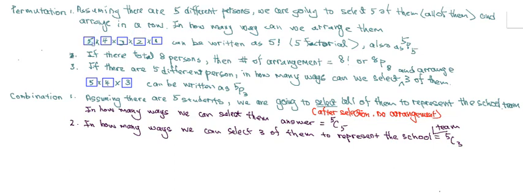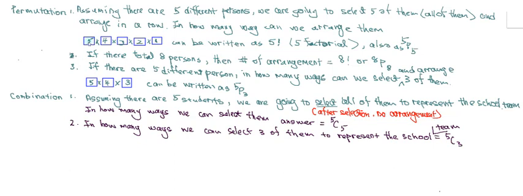Now, after that, you're going to fill the second position on the left. By now, you have only 4 different persons left, since one of them has been put in the first position on the left. So there are 4 choices. With the same argument, that's how you get 5, 4, 3, 2, 1.